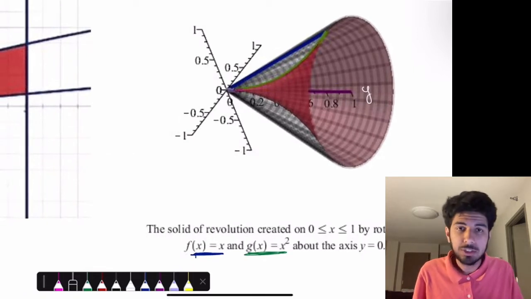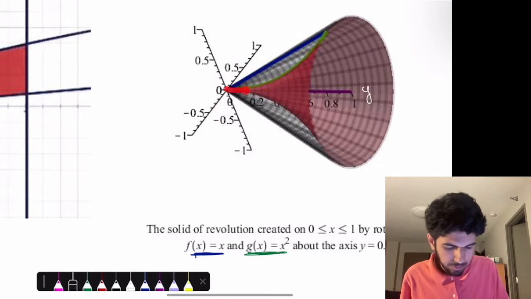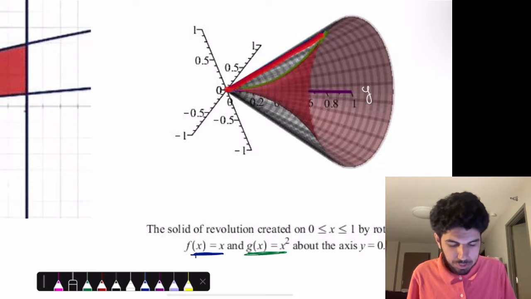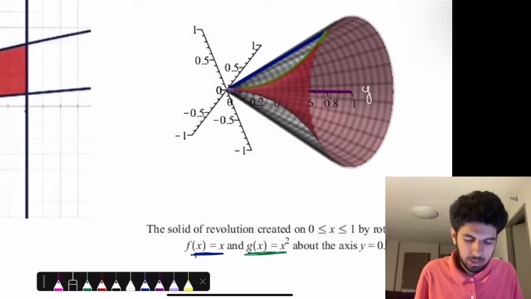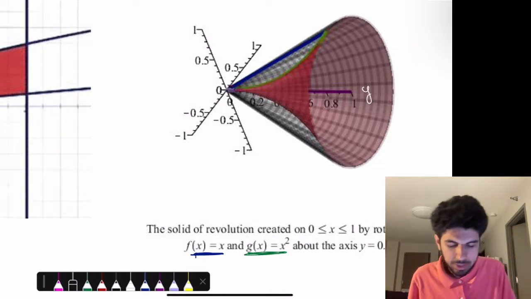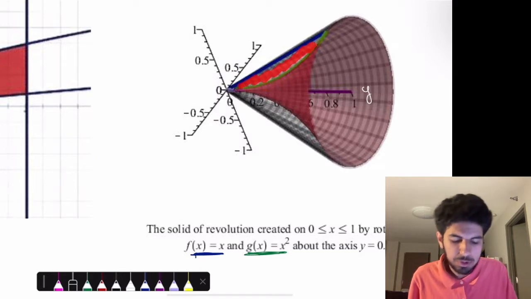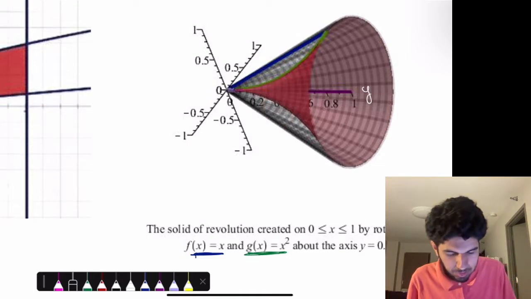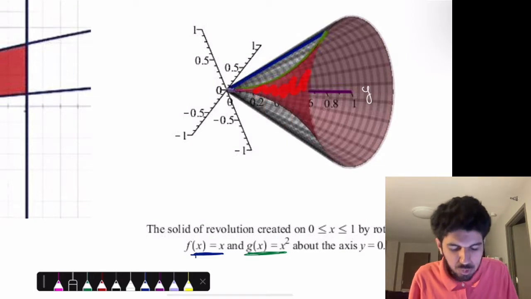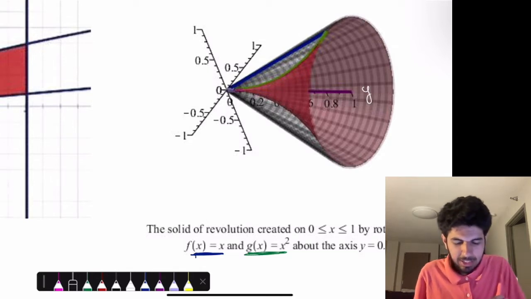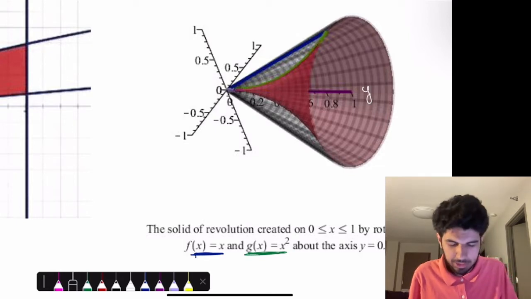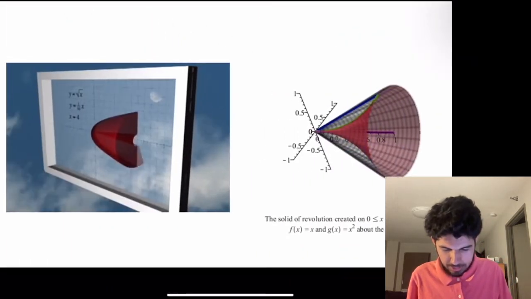We have a couple of functions going on here. First of all, this purple line is the y-axis, which is our axis of revolution. This blue line is the function f of x equals x. And this green line is the function g of x equals x squared. We're taking the region bounded between these two curves and spinning it about the y-axis. This red shape is containerizing the actual volume, but we'll see that in the video. So let's look at the video.